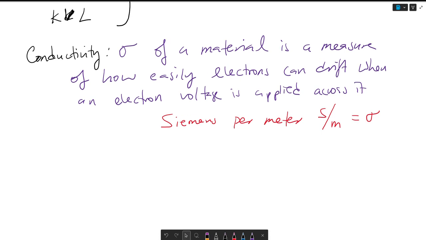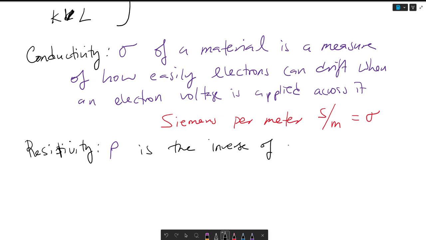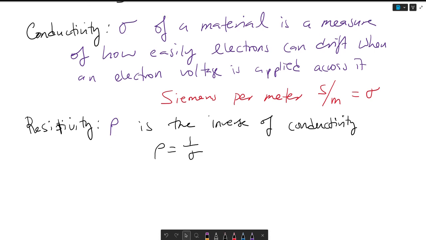Next, we're going to define resistivity. This symbol is rho, and it's the inverse of conductivity. Or rho is equal to 1 over sigma.